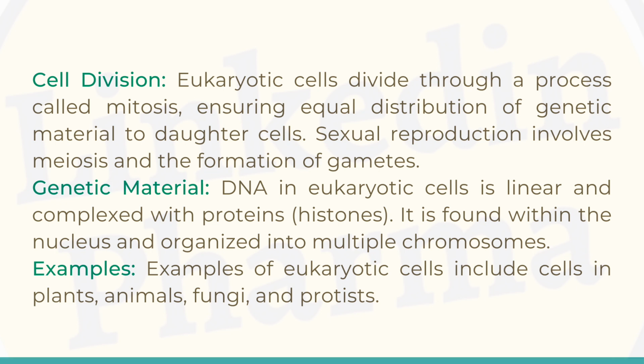Genetic material. DNA in eukaryotic cells is linear and complexed with proteins, histones. It is found within the nucleus and organized into multiple chromosomes. Examples. Examples of eukaryotic cells include cells in plants, animals, fungi, and protists.